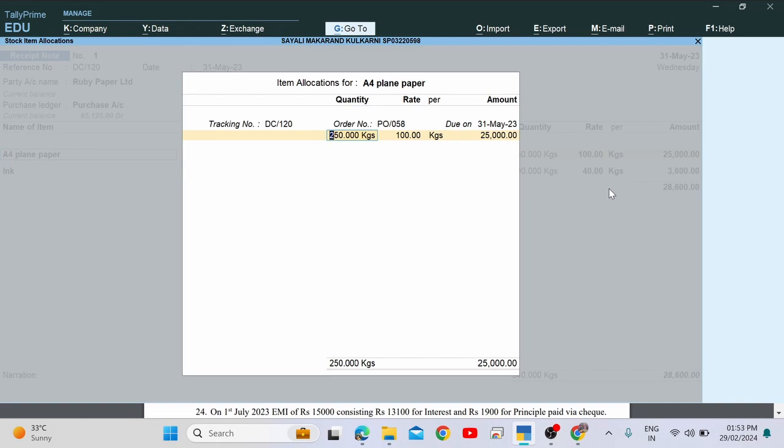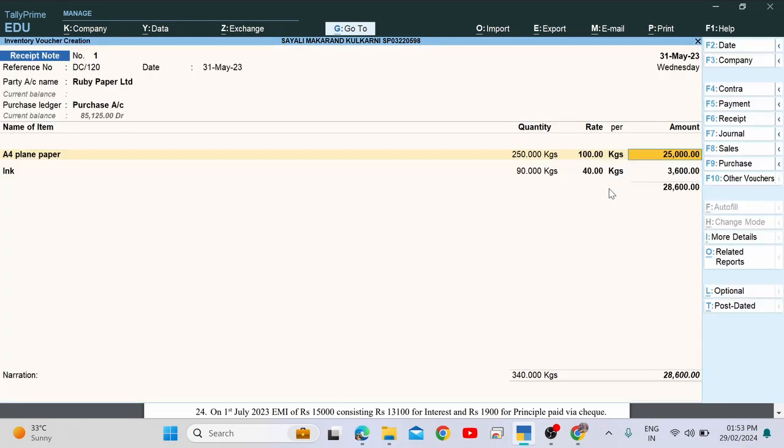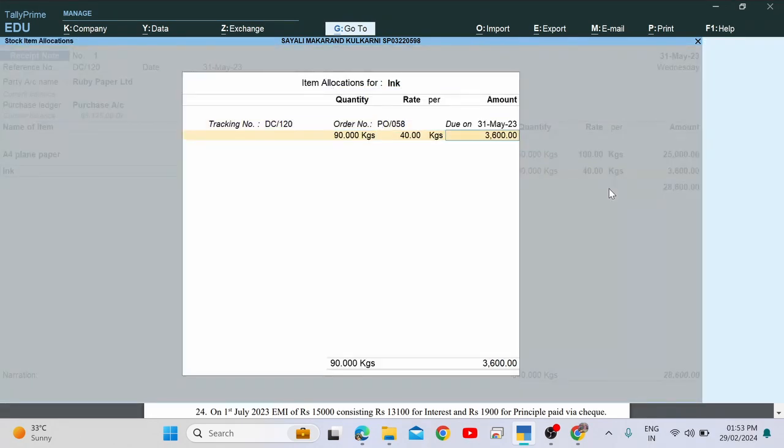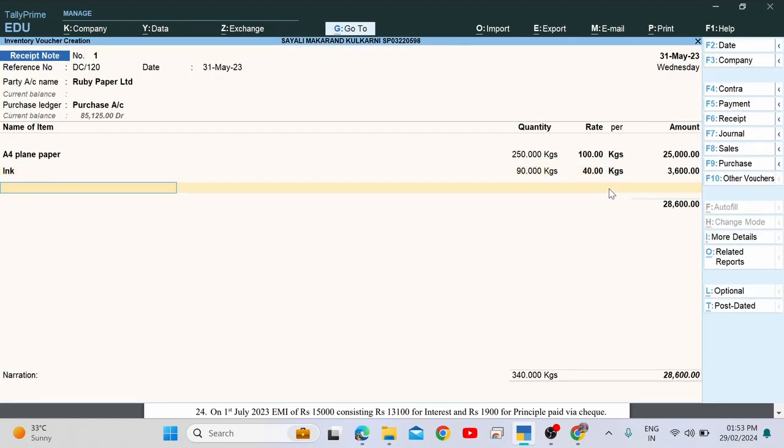No need to change anything. Simple case. Enter, enter, enter. Accepted then. Everything we have got. Accept, and then finally receipt note entry is over.